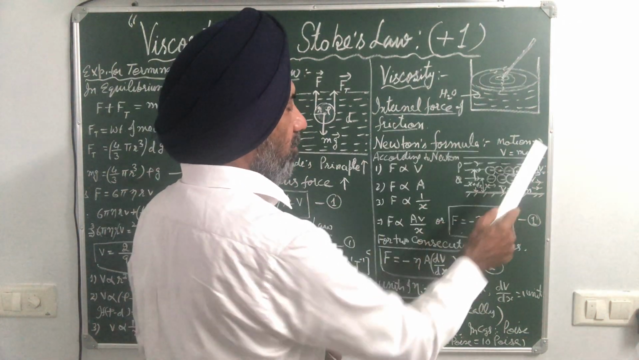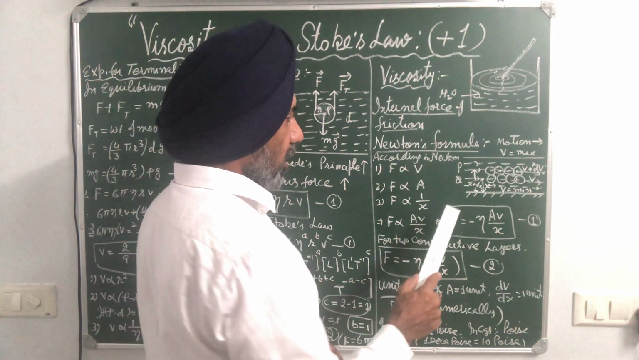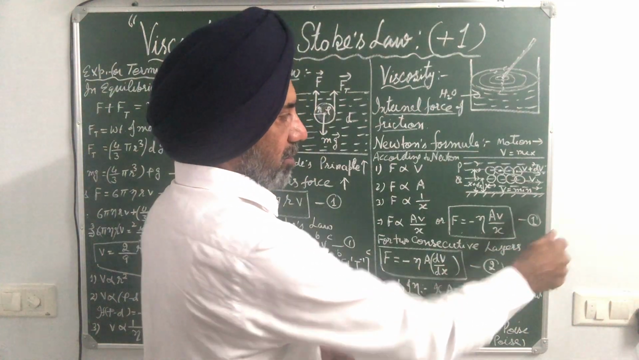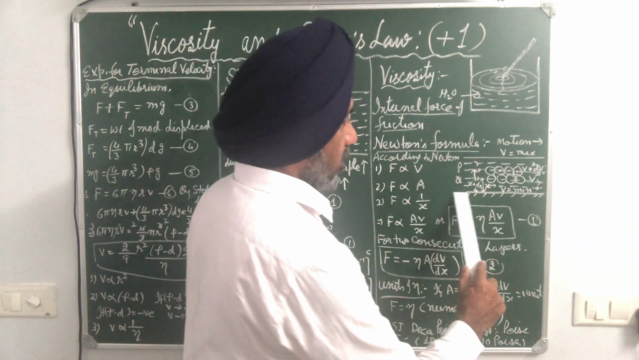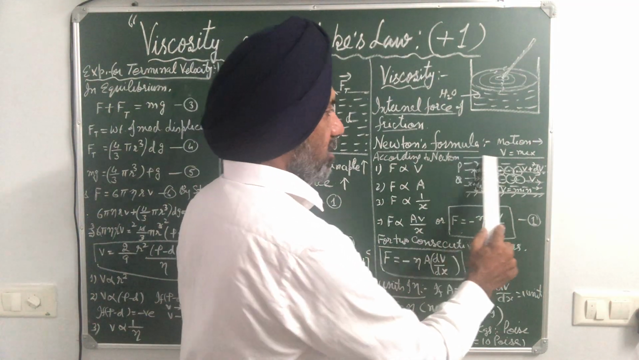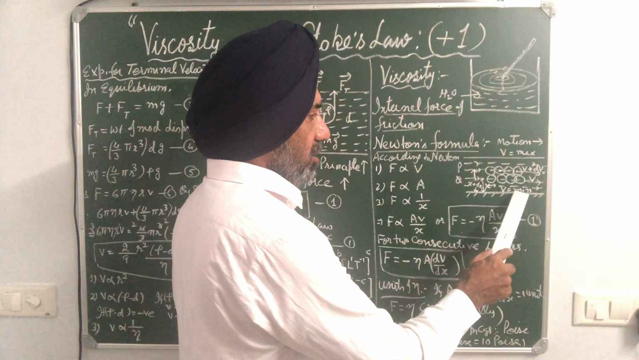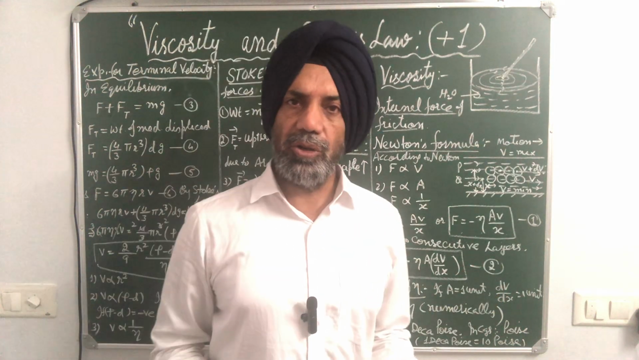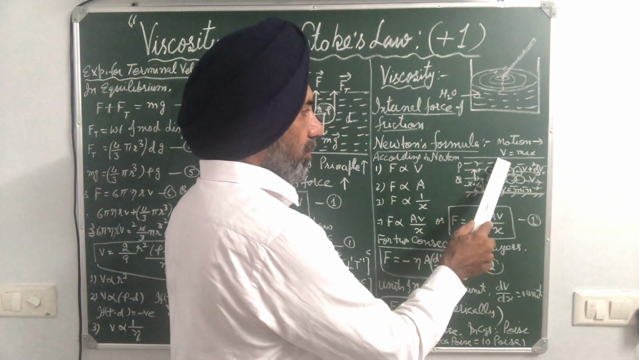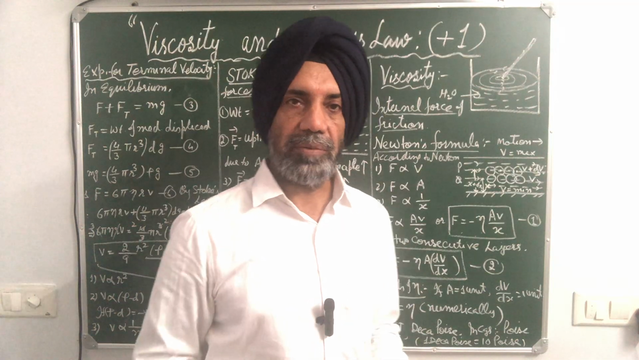Now, Newton's formula for viscous force. Suppose a liquid is flowing from left to right, and suppose this is the bottom surface of the flowing liquid and this is the top surface. You will see the velocity of the liquid is minimum or nearly zero just above the ground, but it increases as we go up, and the velocity is found to be maximum at the top of the liquid.